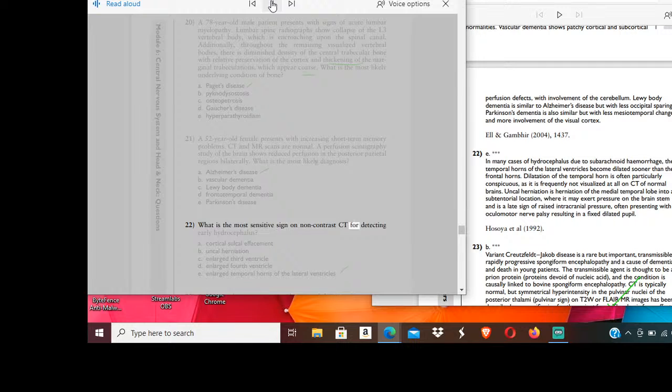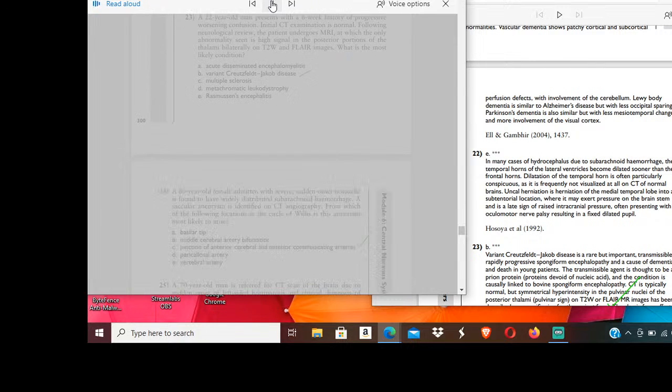Sign on non-contrast CT for detecting early hydrocephalus. A. Cortical sulcal effacement. B. Uncal herniation. C. Enlarged third ventricle. D. Enlarged fourth ventricle. E. Enlarged temporal horns of the lateral ventricles. 23. A 22-year-old man presents with a 6-week history of progressive worsening confusion. Initial CT examination is normal.